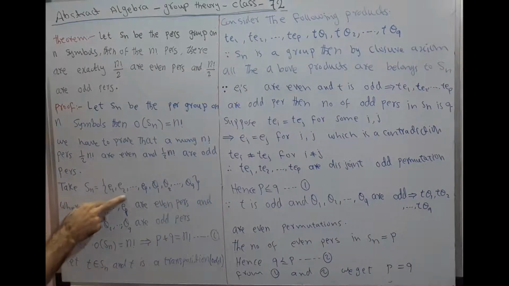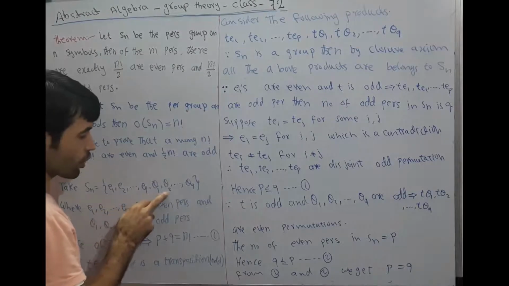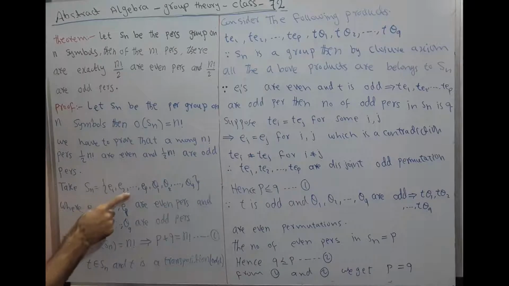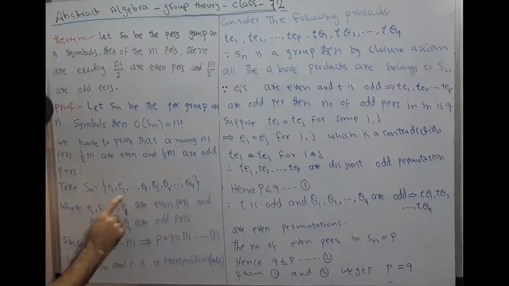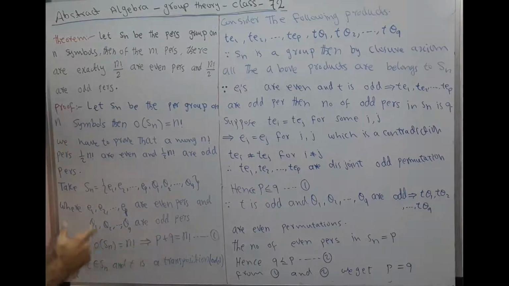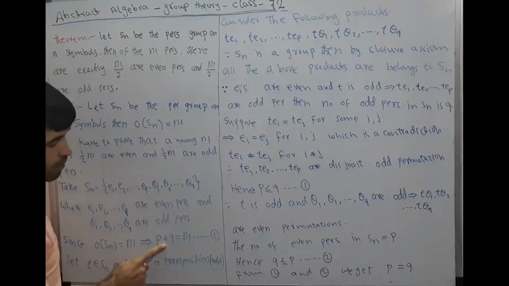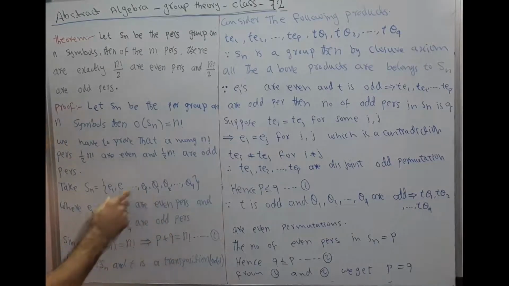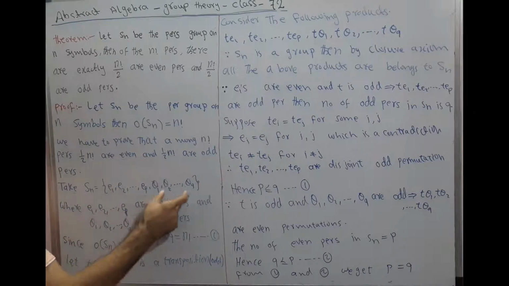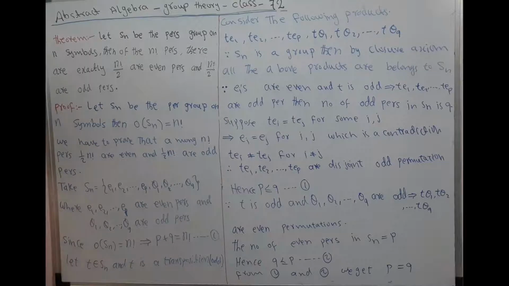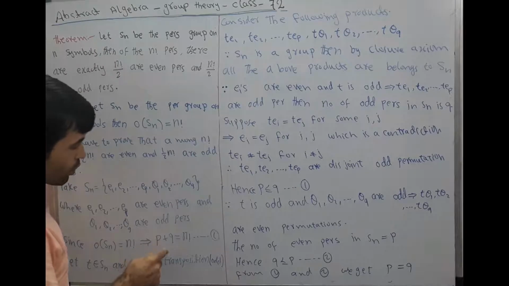We now take Sn equal to E1, E2, and so on, EP, theta 1, theta 2, and so on, theta Q, where E1, E2, and so on are even permutations, and theta 1, theta 2, and so on, theta Q are odd permutations. Since the order of Sn is equal to n factorial, this implies P plus Q is equal to n factorial. Some of them are even and the others are odd permutations. So if we take the sum of these two counts, we get n factorial.